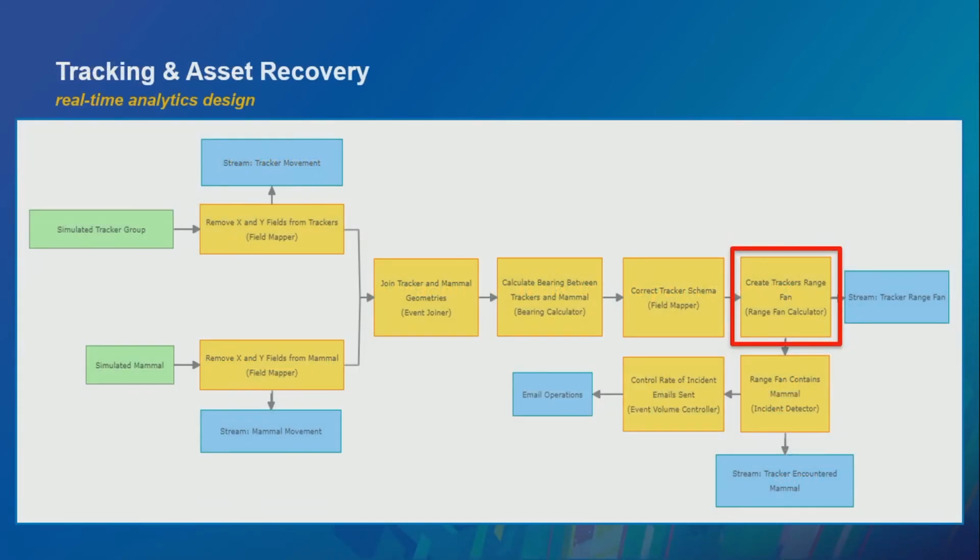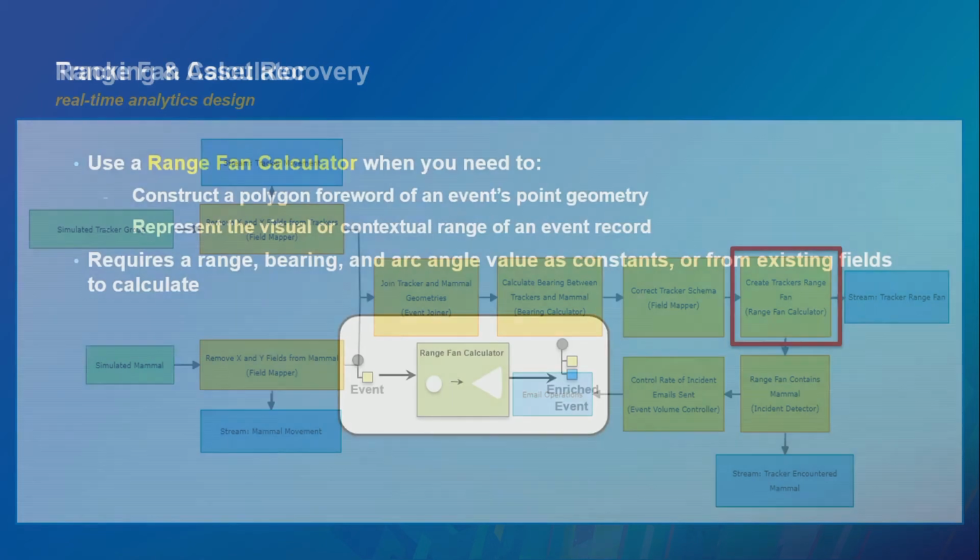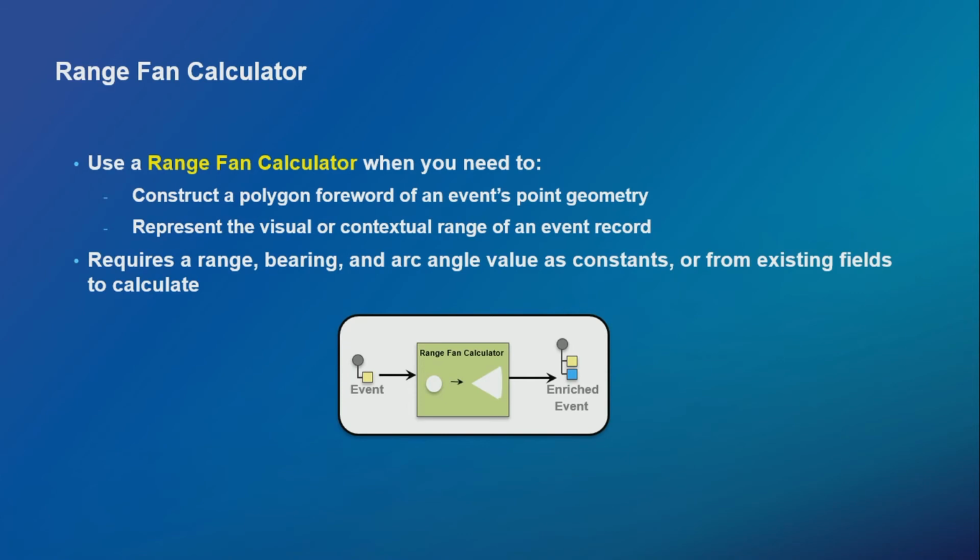Next, let's take a look at the range fan calculator. This is another new processor that's available at 10.7. So you'll want to use the range fan calculator when you want to construct a polygon, maybe representing the visual range or some other type of range forward of an event's point geometry. So this could, again, represent a visual or contextual range of something ahead of that point. In this case, we were looking at what the trackers might be seeing on the ground, whereas we could also apply this maybe to a vehicle to see what the field of vision of that vehicle is as it drives down the road, just as another example.